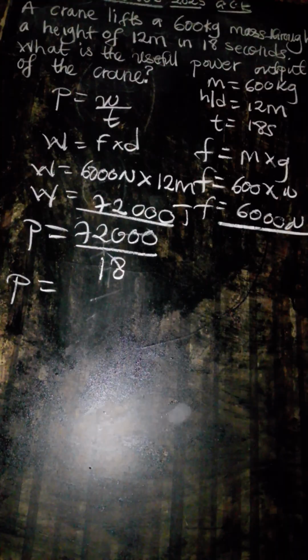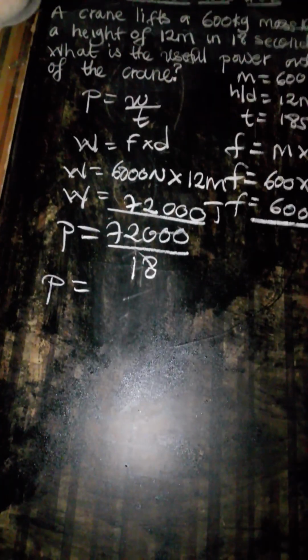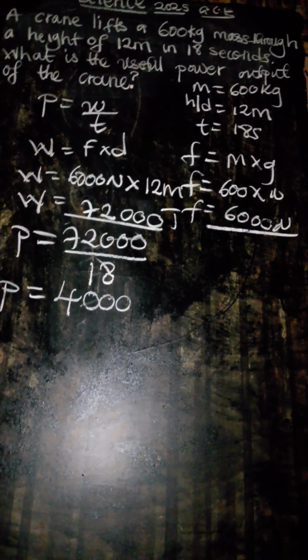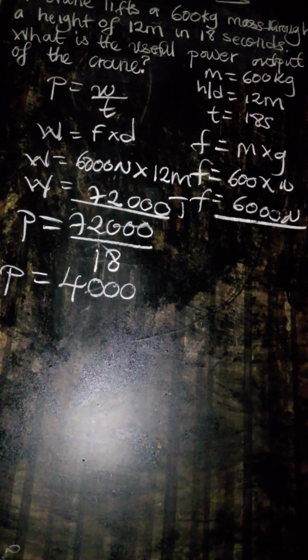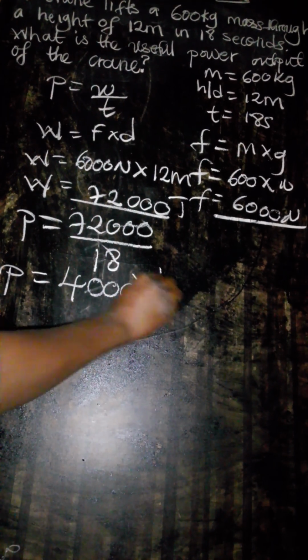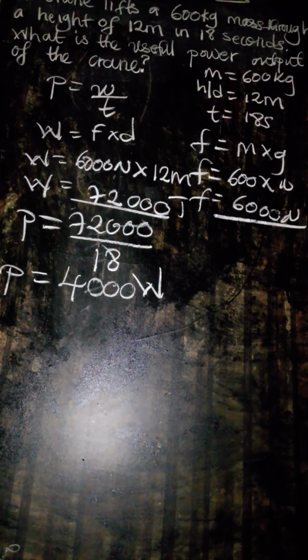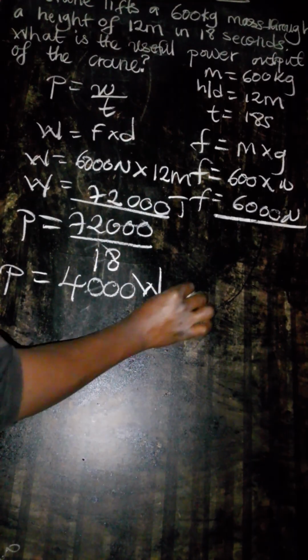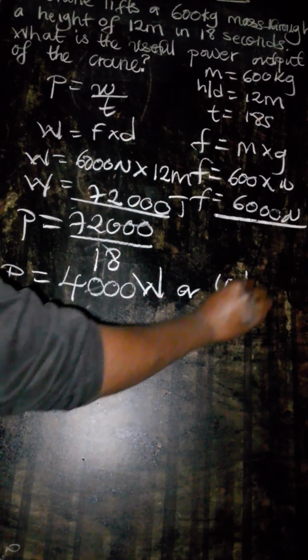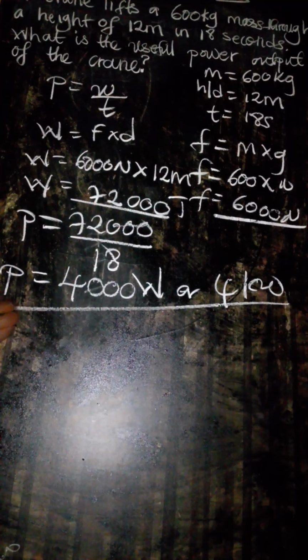Yes, Mary? Thank you for that answer, Mary. We have 4,000 watts. So this is our SI unit for power, watts. Apart from 4,000 watts, you can also find that your power can be written as 4 kilowatts.